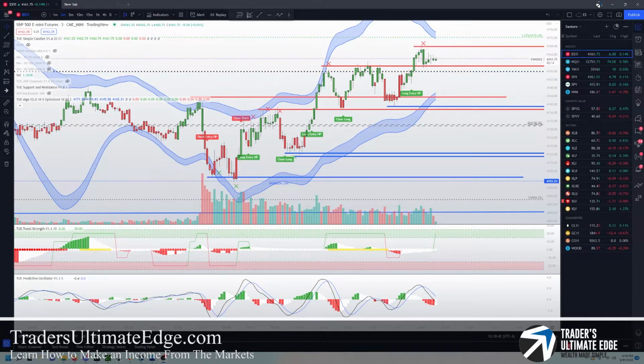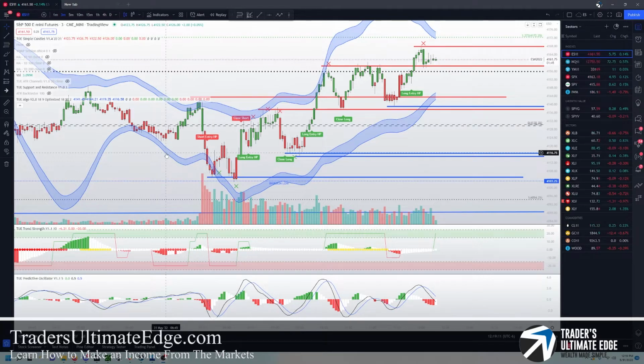We're going to talk about the just released TUE Algo version 2.0. Here on the screen, the only things that you can see are the algo, the support and resistance indicator, which is these red and blue lines right here, our simple candles, which give us green and red candles to help indicate trend, the trend strength indicator, which, surprise, indicates trend strength, and our predictive oscillator. There are videos available for all of these to show you how they can help you in your trading.